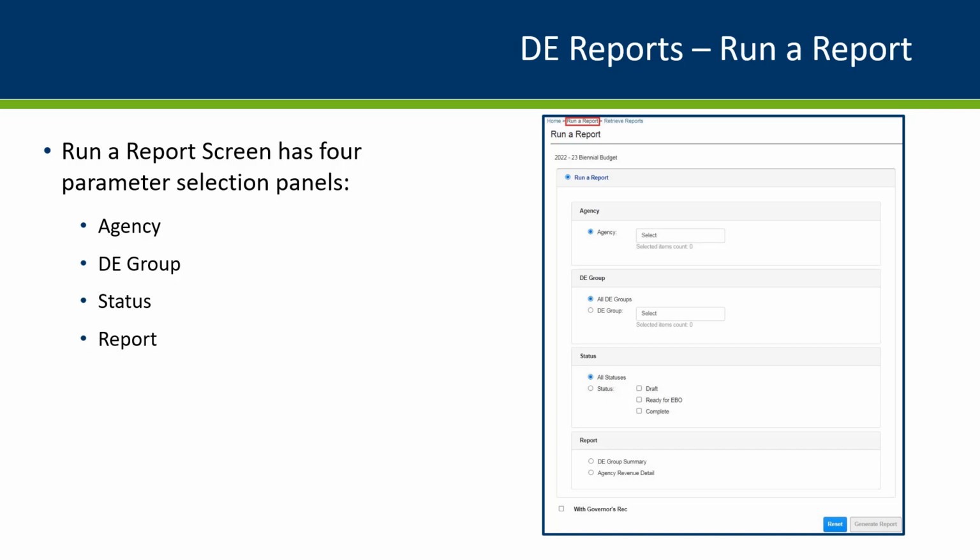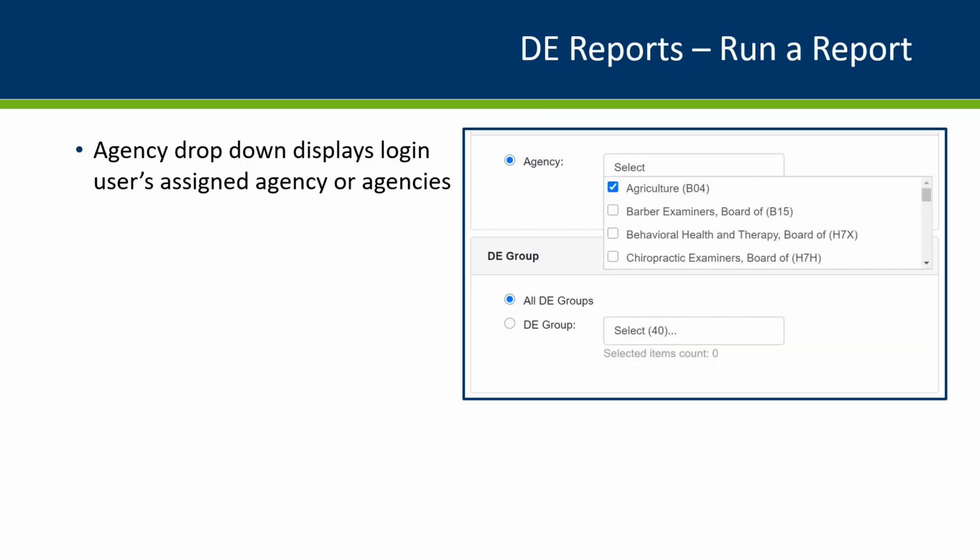The Run a Report screen has four parameter selection panels: Agency, DE Group, Status, and Report. First, select the agency. The Agency drop-down list displays the agency or agencies you're assigned to access in DE. Select one, or if you're authorized to access more than one agency's data in DE, you may select the checkboxes for multiple agencies listed in the Agency drop-down list.